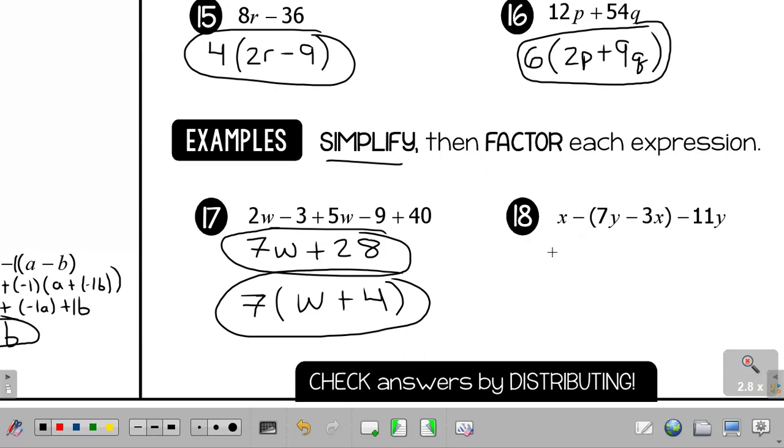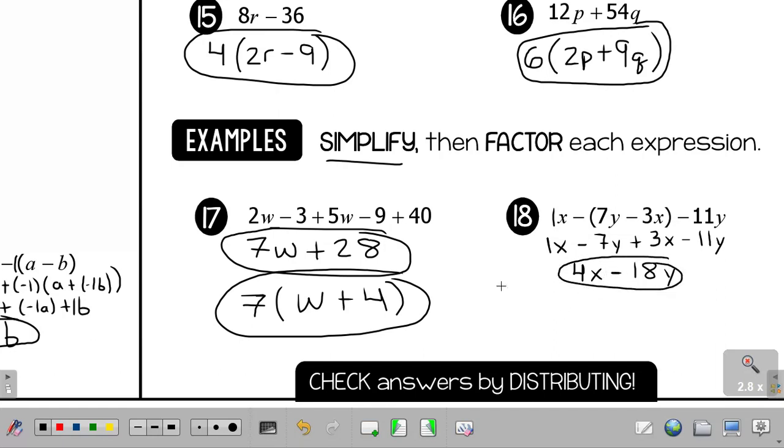I'm going to quickly simplify this, meaning we're going to have x minus 7y plus 3x minus 11y. And then technically, if you want to, you can put a 1 in front of that x. So in this case, 1x plus 3x gives me 4x. Negative 7y plus negative 11y gives me negative 18y. So that's our simplified version.